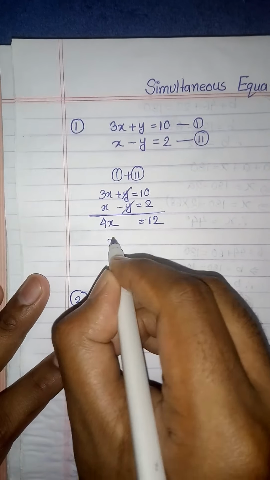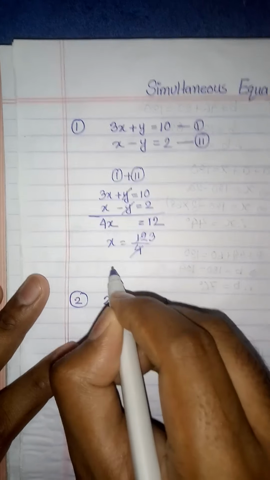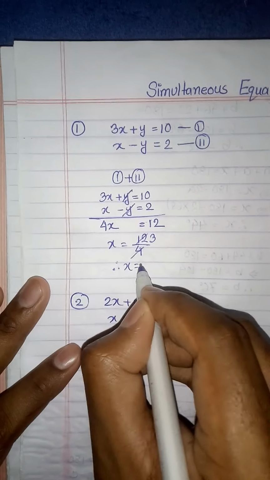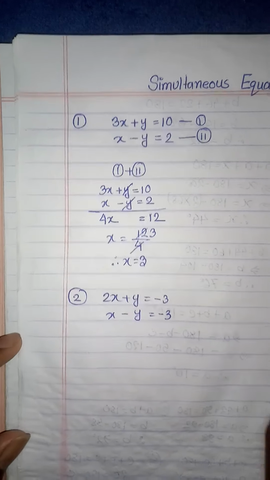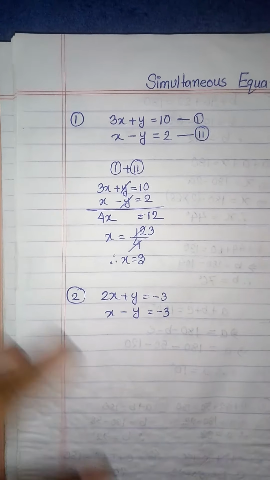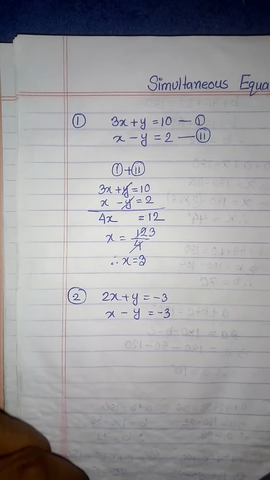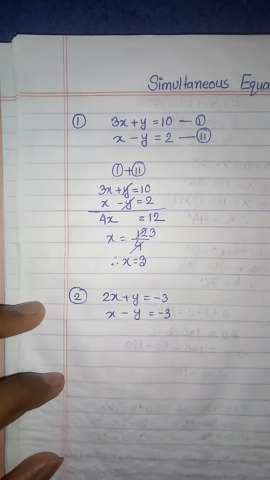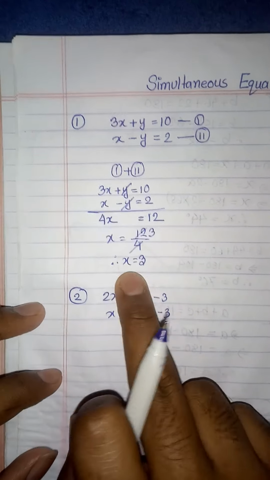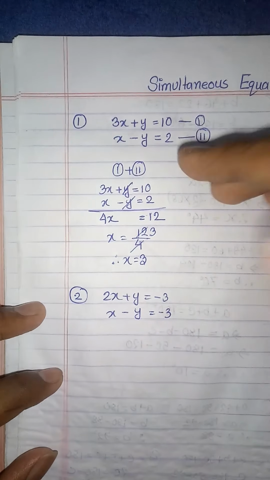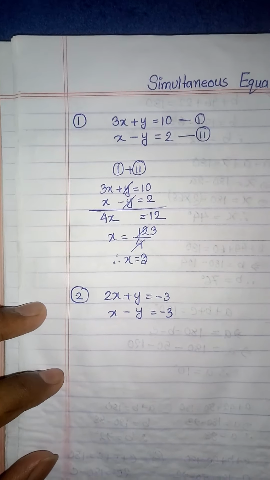Okay, so the value of x is 12 divided by 4, x equal to 3. As you can see, this is a very easy way of solving this equation. So we have found the first value as 3. Now we can use this value of x in any of these equations. You can put x equal to 3 in equation 1 or equation 2.